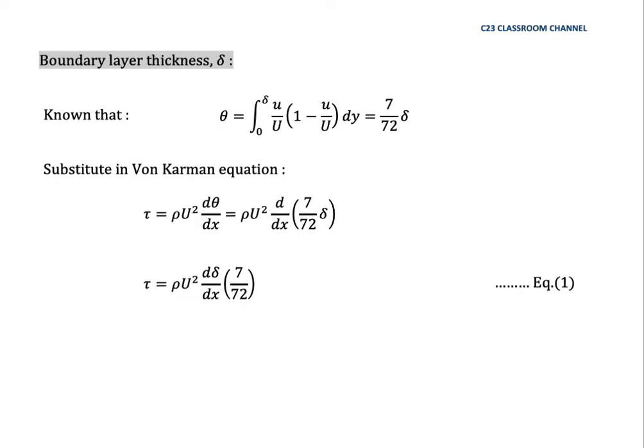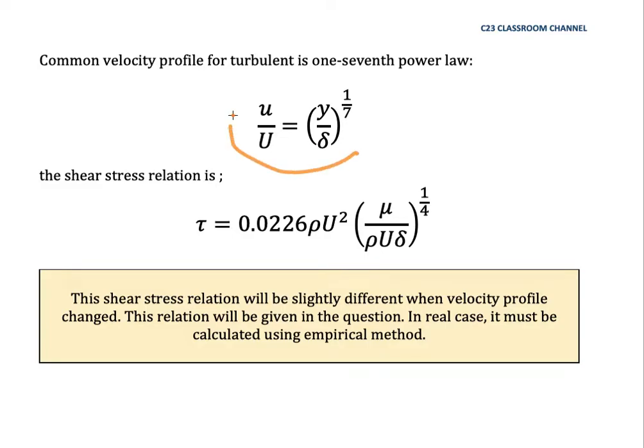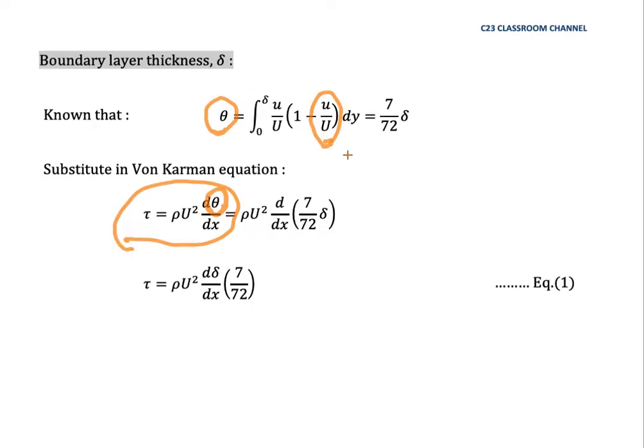And then in this slide, I would like to show you how we could calculate the boundary layer thickness delta for the turbulent boundary layer. I could show it a little bit faster here because the steps are the same as the laminar boundary layer. So we will use the von Karman equation. This is the von Karman equation, tau equals rho u squared d theta dx. Because we have a theta here, we need to calculate the theta for the velocity profile of this one. So we substitute the value of this one into this equation.